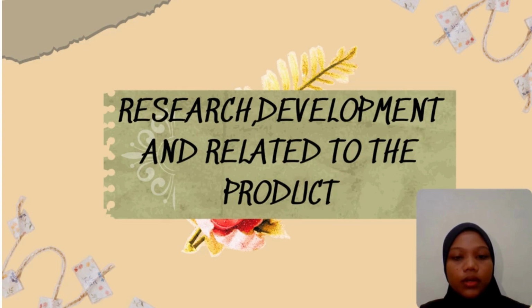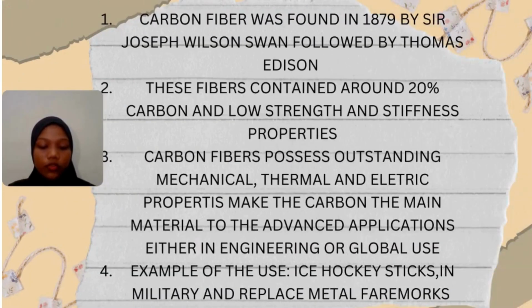Now, I will present about research, development, and related to the product. Carbon fiber is the material that was found in 1879 by Sir Joseph Wilson Swan, followed by Thomas Edison. These fibers contain around 20% carbon and have low strength and stiffness properties. Carbon fibers possess outstanding mechanical, thermal, and electric properties, making carbon the main material for advanced applications either in engineering or global use. Examples of the use are ice hockey sticks in sport, for military, and to replace metal framework.